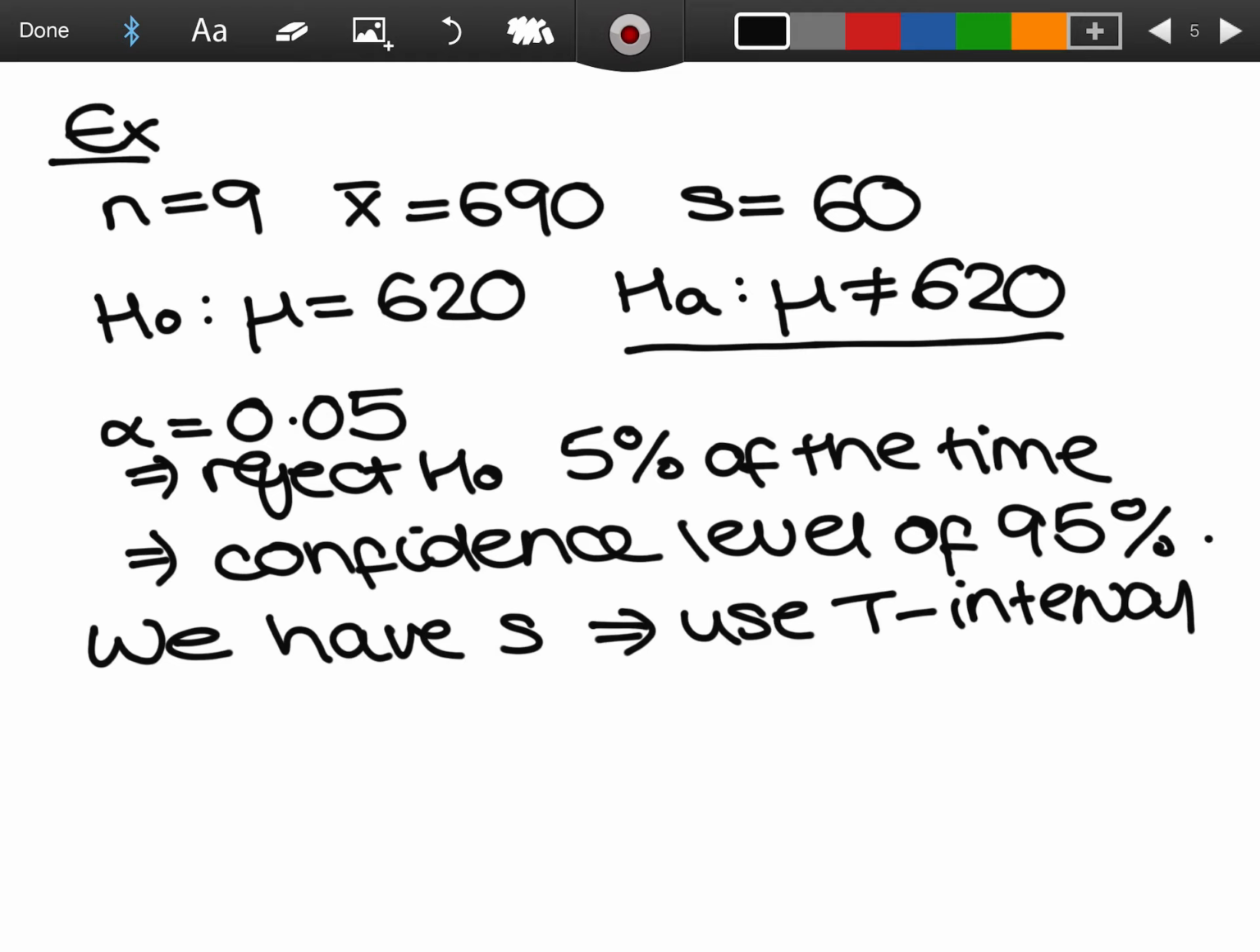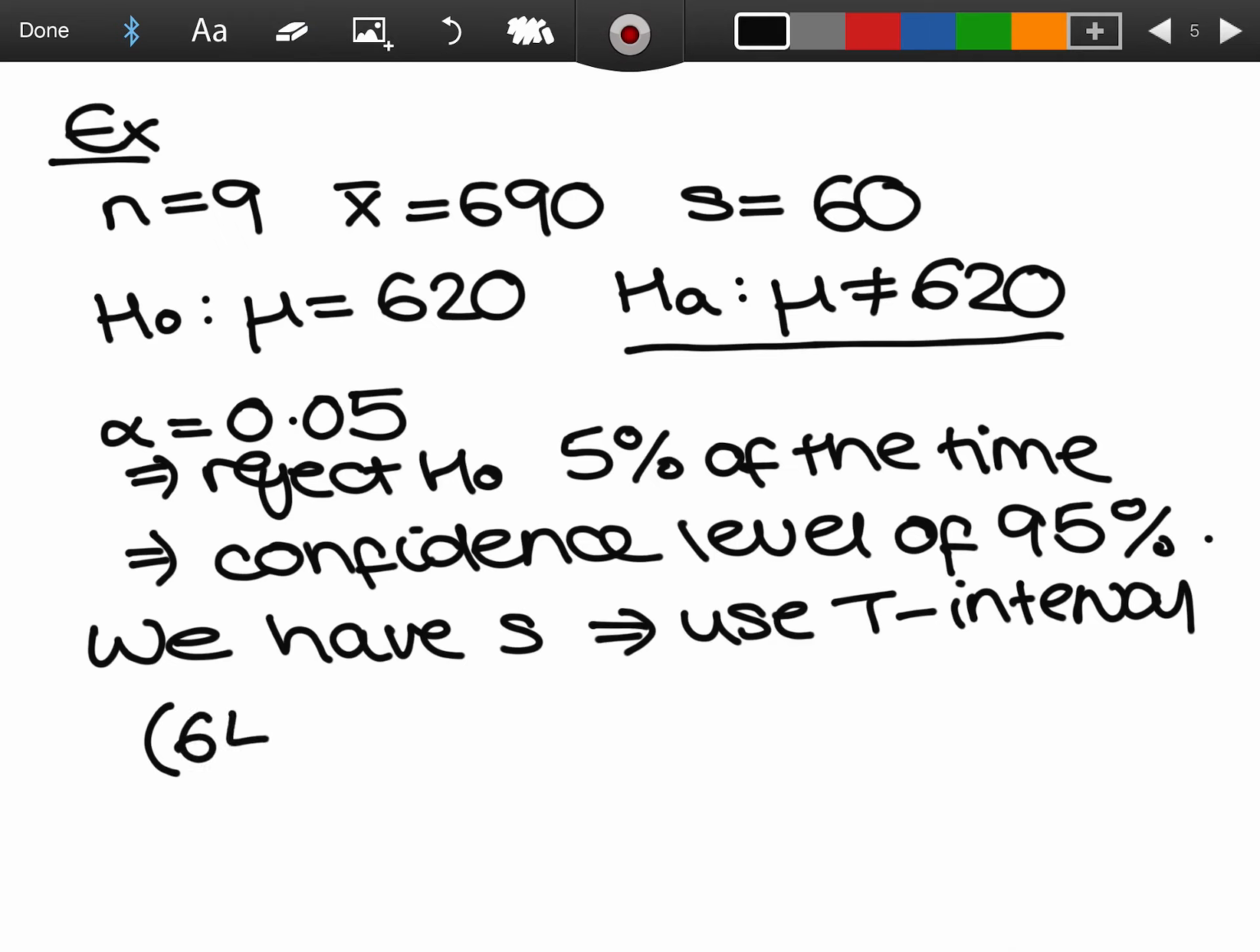So if you go ahead on your calculator and go to where the T interval was, so it was stat, go across to tests, and then scroll down on my calculator, it's option 8, okay? So stat, tests, and then T interval, okay? Here we're putting in statistics. So the sample mean X bar was 690. The sample standard deviation was 60, SX is 60. N, the sample size, is 9 and the confidence level is 0.95. Remember to put it in as a decimal. And you go ahead and calculate.